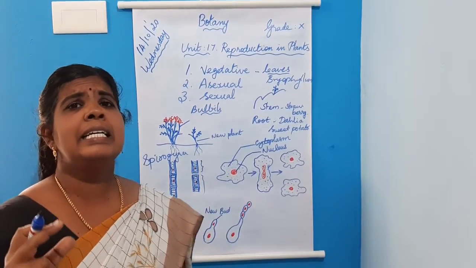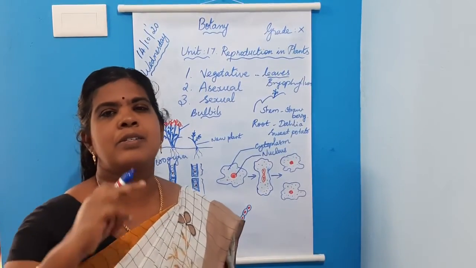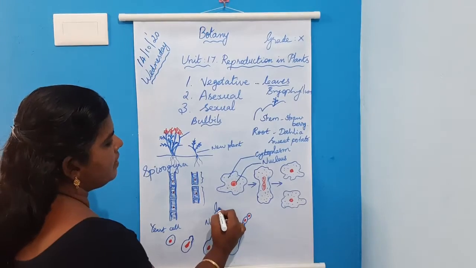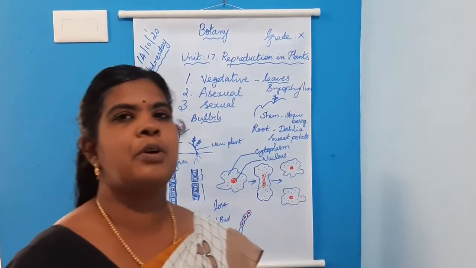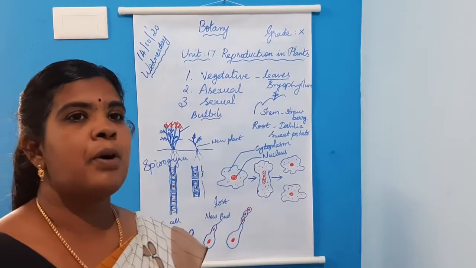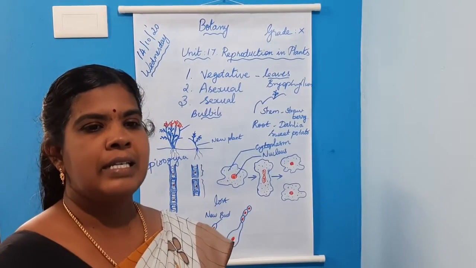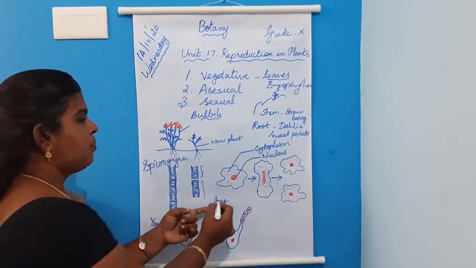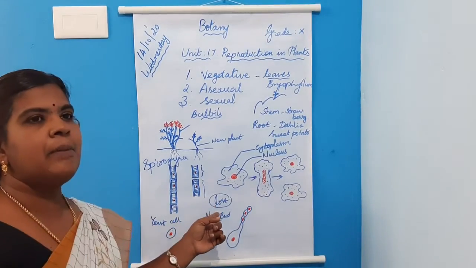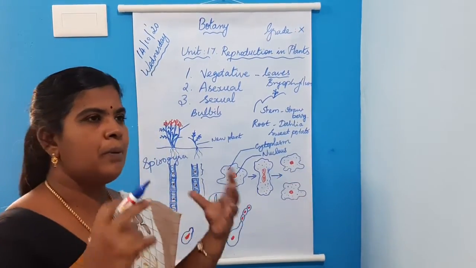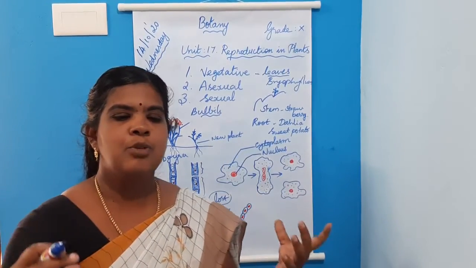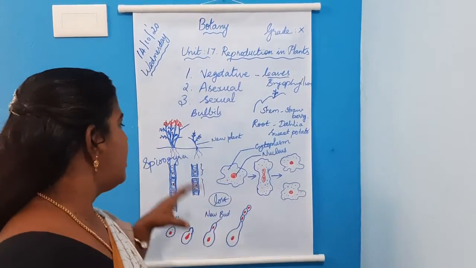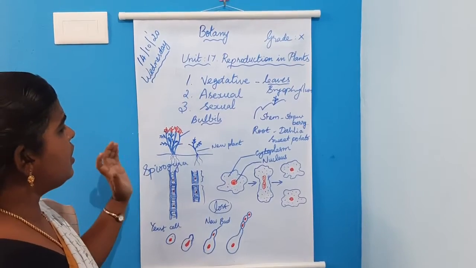Next method is regeneration. It is the ability of an organism to regrow lost body parts. Some body parts are lost, and the lost parts of the body can develop into the young one. Example, planaria and hydra. So the body parts can develop into an individual organism. These are the methods of vegetative propagation.